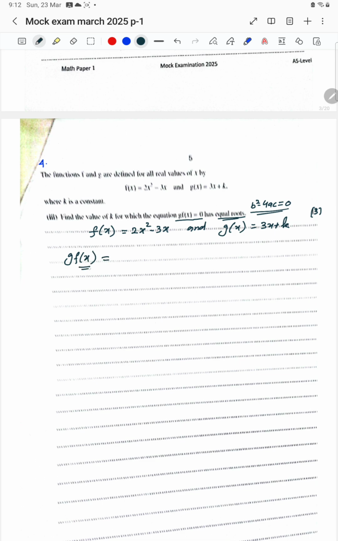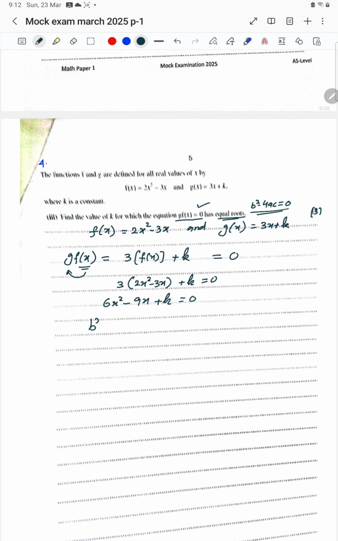g of f of x means we need to substitute function f inside g. So we will get 3 times f of x plus k, and the whole result is 0. It is given here. So replace the function f of x here. We get 3 times 2x square minus 3x plus k equal to 0. Expand it, we get 6x square minus 9x plus k equal to 0.